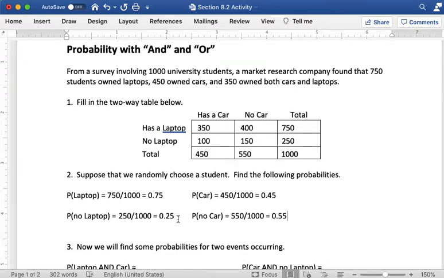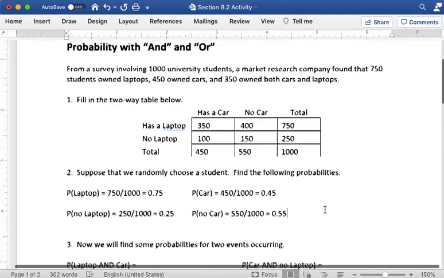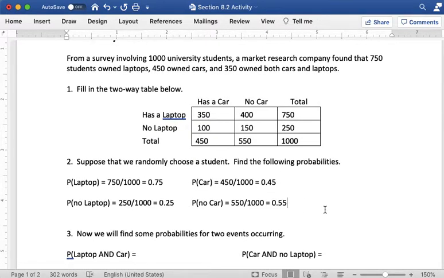And that's because a student has to fall in one of those two groups. So there's no way to exist in a situation where you're not in one of those two groups. Same thing with the car. A person has to fall into one of those two groups. They either have one or they don't. There's no middle ground there.